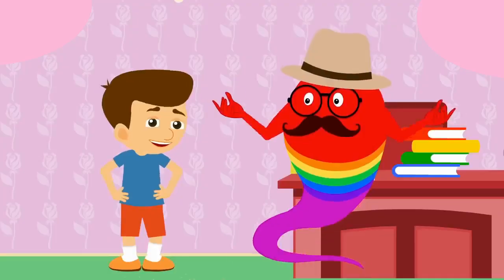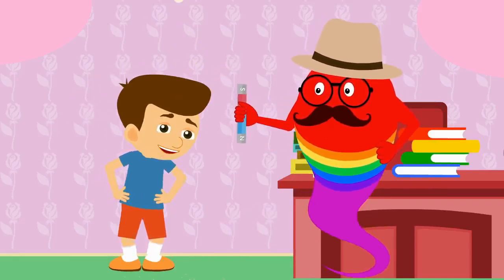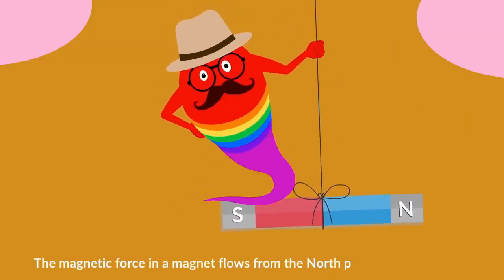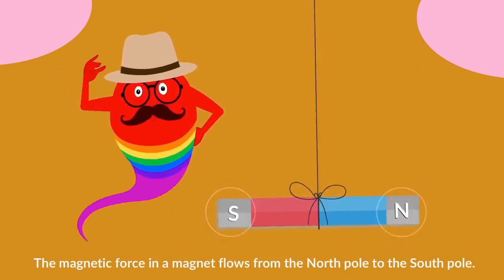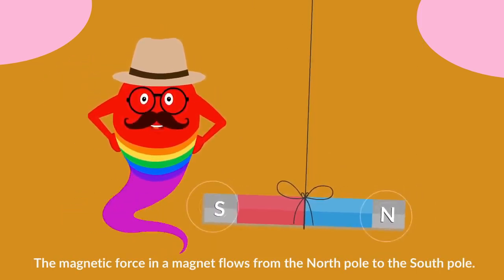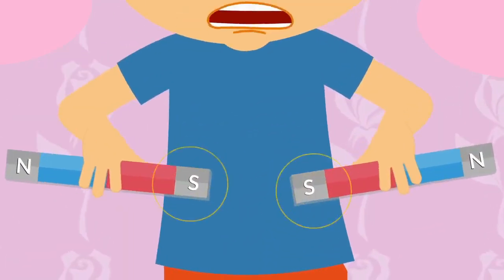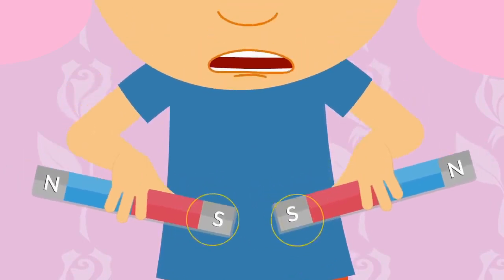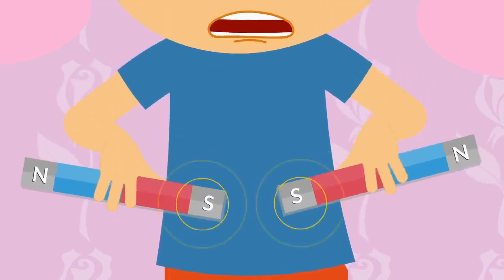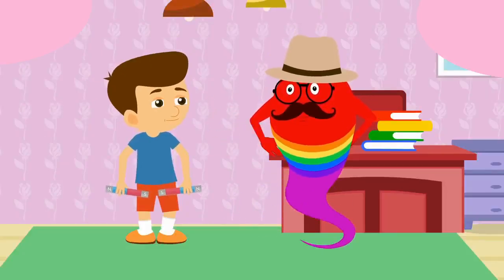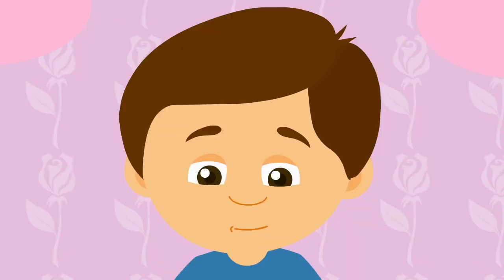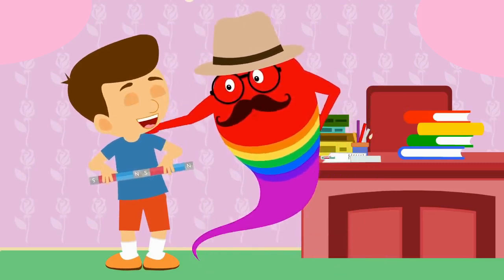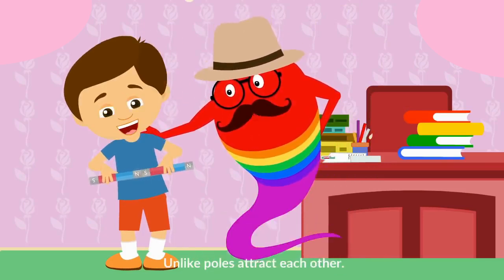Now, see this? Every magnet has both a north and a south pole. The magnetic force in a magnet flows from the north pole to the south pole, and it creates a magnetic field around the magnet. If you try to push the south poles together, they repel each other. Two north poles also repel each other. That means like poles repel. Turn one magnet around and the north and the south poles are attracted to each other. Unlike poles attract.